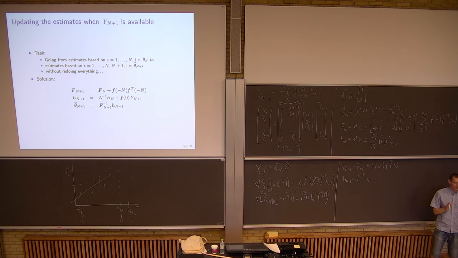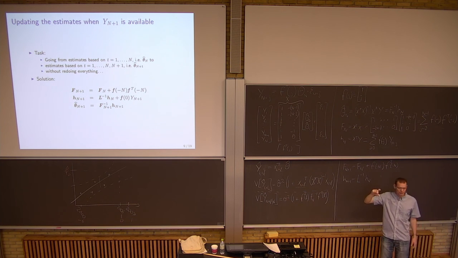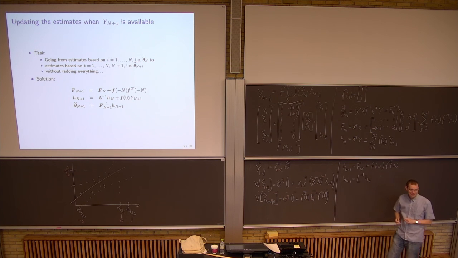Does that make sense? What was the current observation was multiplied by f0. When I get the next observation, well, that one has to be the one multiplied by f0. And the previous observation has to be multiplied by f minus 1. Does that make sense?